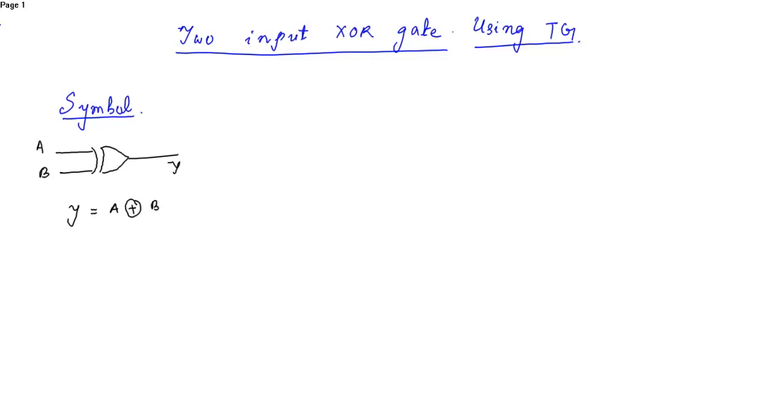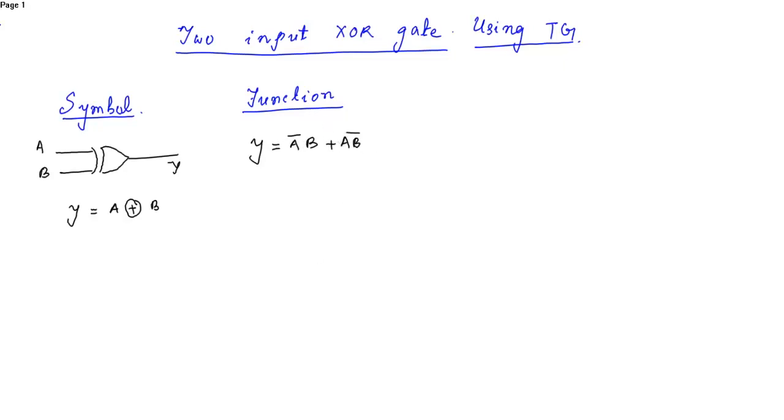Now if you expand the function, the function of a XOR gate is written as Y is equal to A bar B plus A B bar.